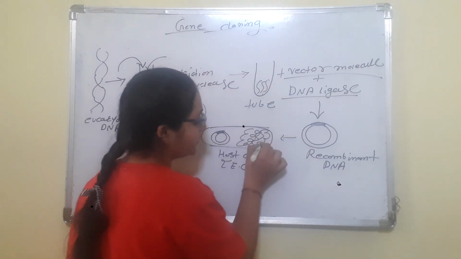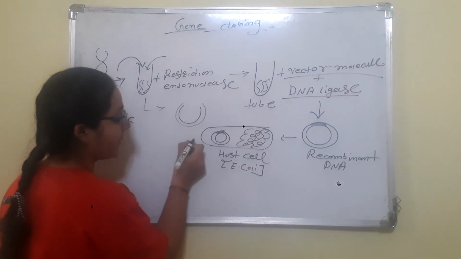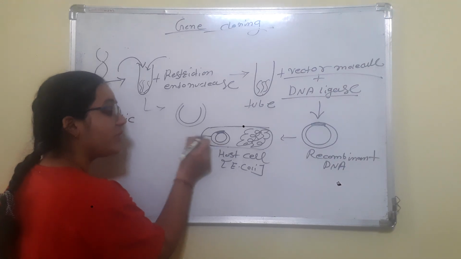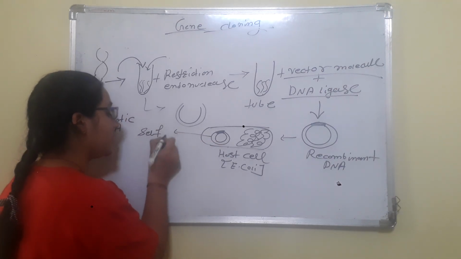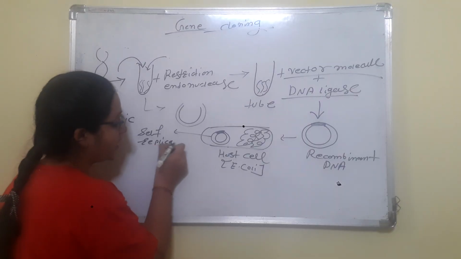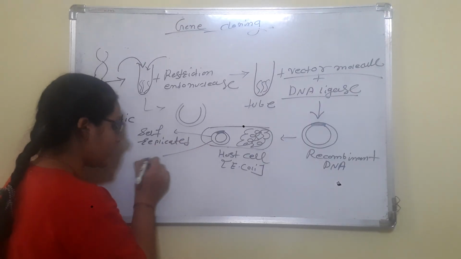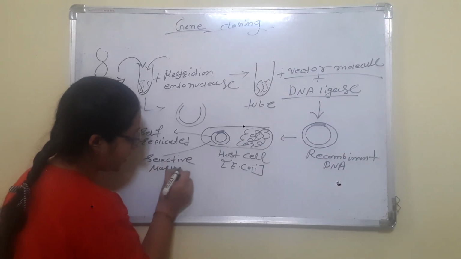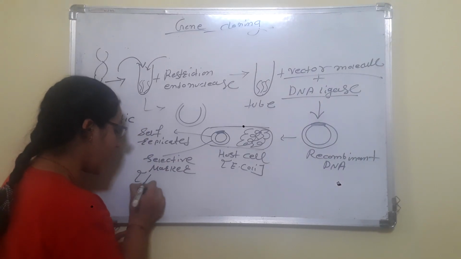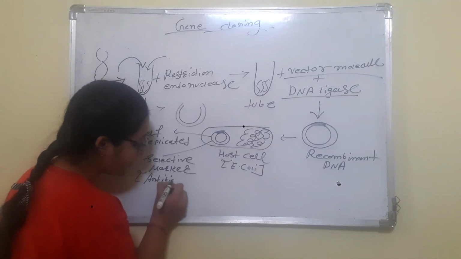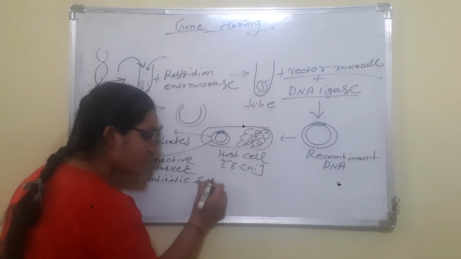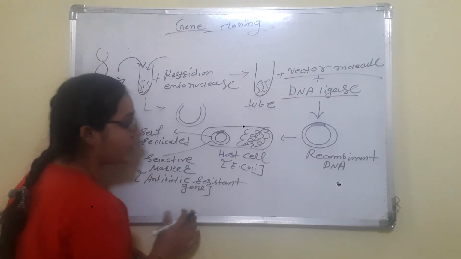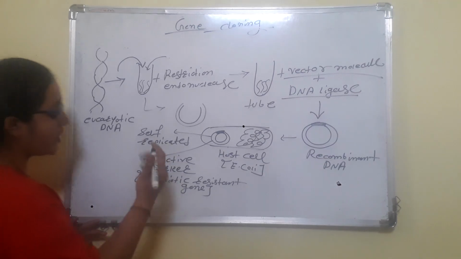Then there are two important points about this recombinant DNA: it is self replicating and it has selective markers. What are selective markers? They are antibiotic resistance genes, which means they have the capacity to produce resistance to antibiotics. Okay, for example ampicillin and tetracycline also.